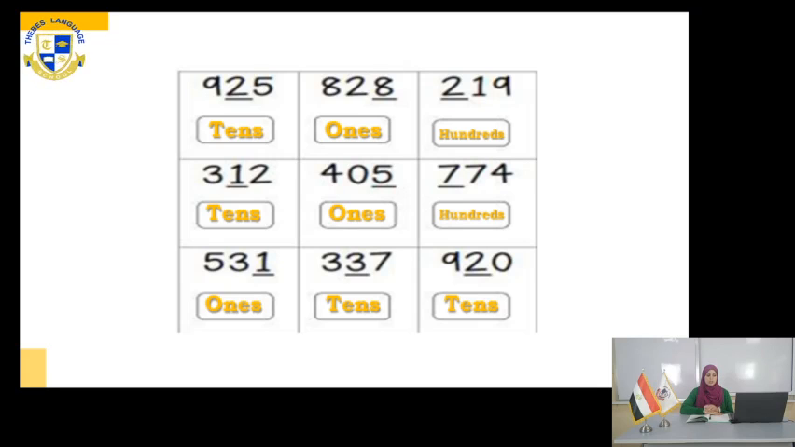219. Listen to the number, 219. 2 is underlined, so the 2 is hundreds. 774. The 7 is underlined, the first 7, so 7 is hundreds. The last one is 920. The 2 is underlined and the 2 is tens. Remember, ones, tens, and hundreds.